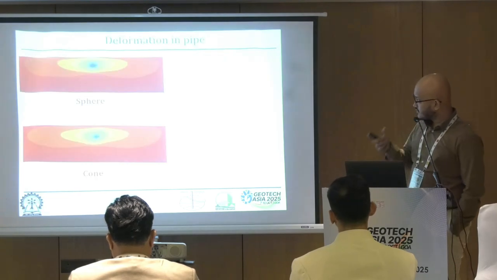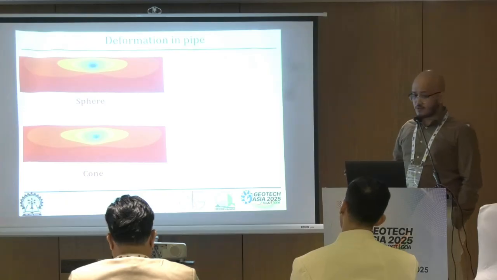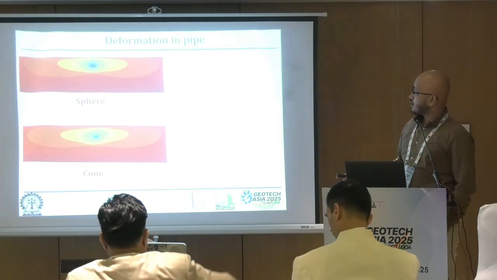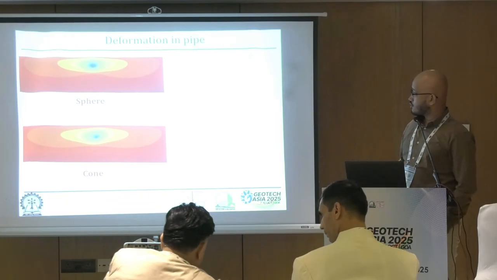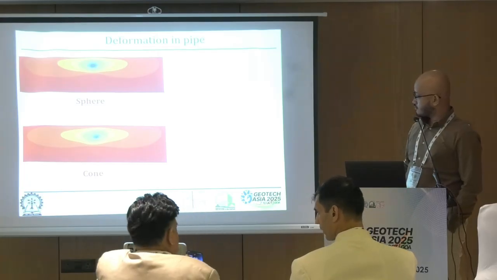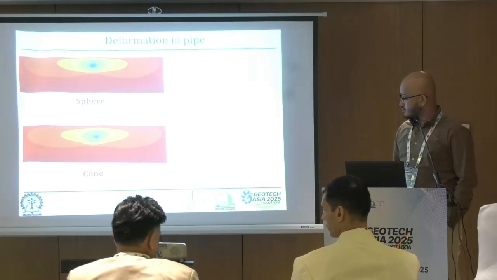Now these are the deformations of the pipelines. These are for the cone and the sphere. As you can see, the conical one has more concentrated deformation contours.